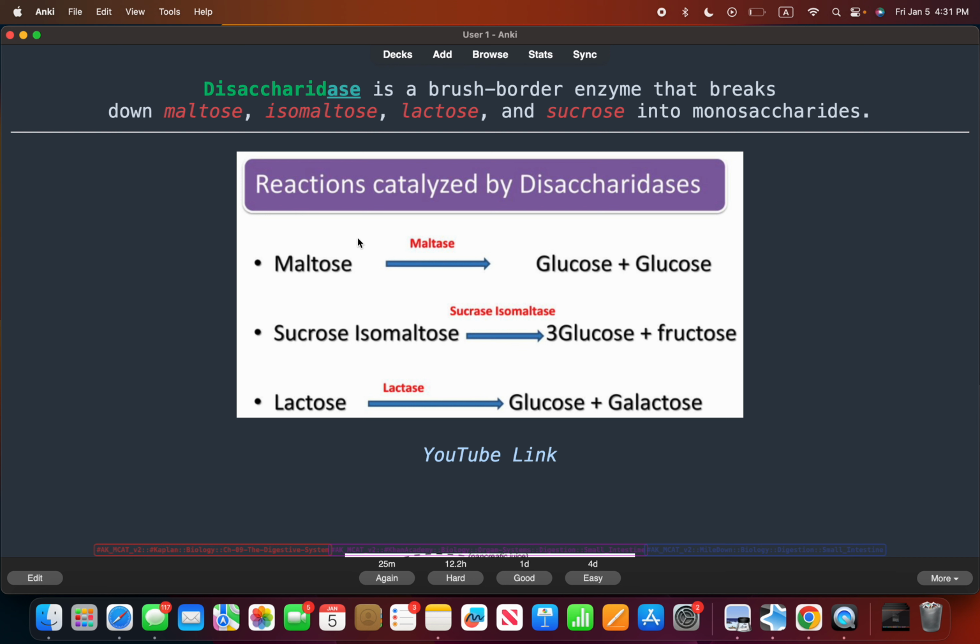So we have maltase for maltose. Reactions catalyzed by disaccharidases: maltose is glucose plus glucose. Sucrose isomaltose is glucose plus fructose. I think the 3 here refers to something like an isotope of glucose, I don't know. And then lactose is glucose plus galactose.